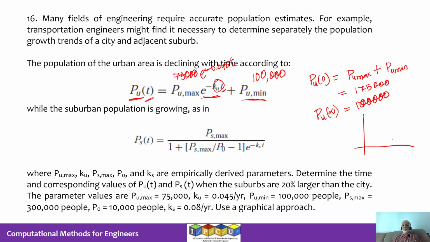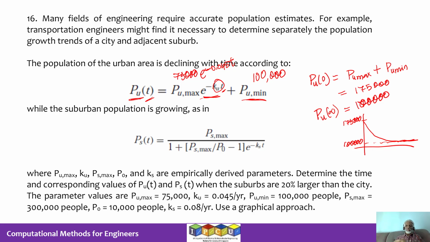So you can envisage a figure like this for the urban population. It's going to be like this. This asymptotic value where it will reach at large times is going to be 100,000, and the starting value is going to be 175,000. So this is a model that is a decaying function.